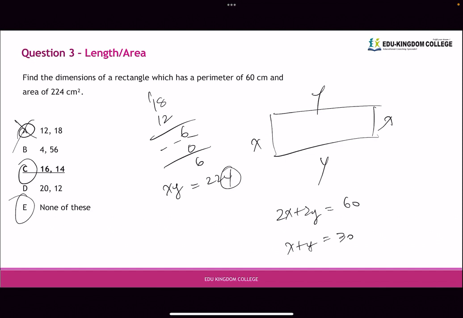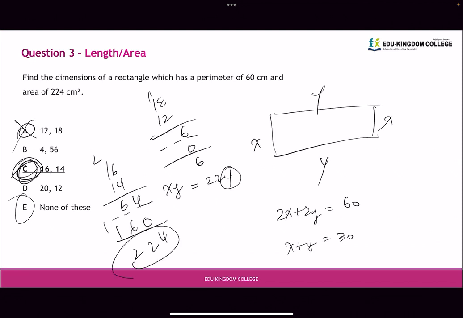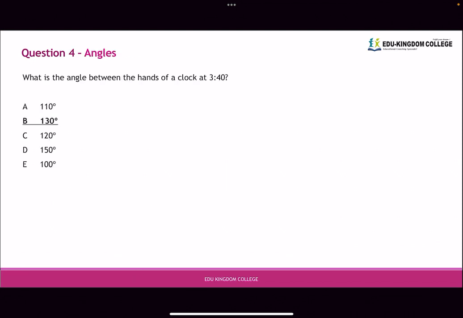So let's see if C works. So 16 times 14. The first number works because it's going to be 4. Okay, let's keep going. 4 times 1 plus 2 is 6. 1 times 6 is 6. 1 times 1 is 1. Does it work? Yes, it does. So it's C. Now, what's the angle between the hands of a clock at 3:40?